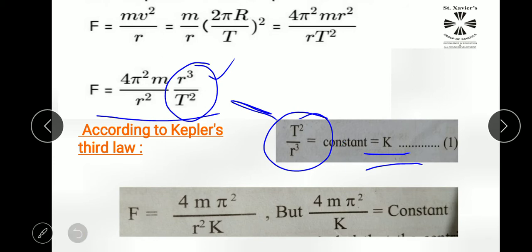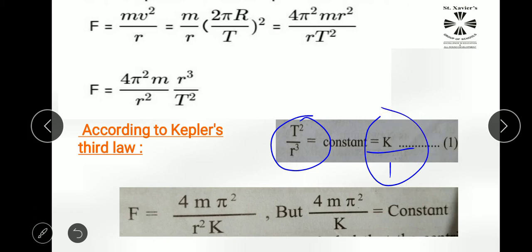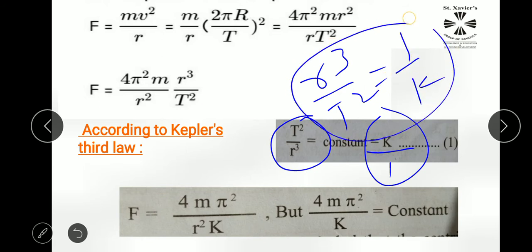So what I will do, students, is modify this Kepler's law. K upon nothing is there, that means 1 is there. I'll invert this, and it will become r cube upon t square is equal to 1 upon k, where 1 will go up and k will come down.